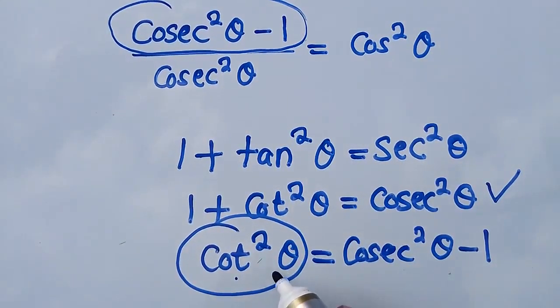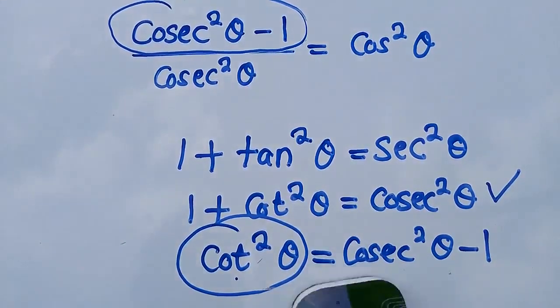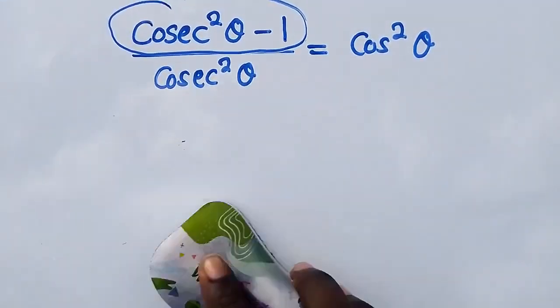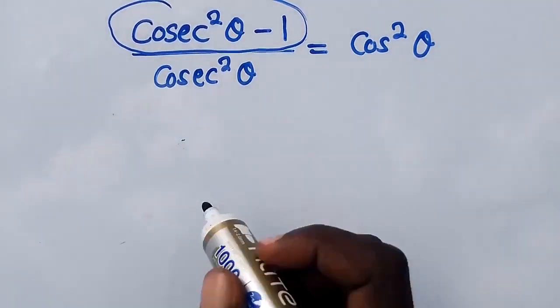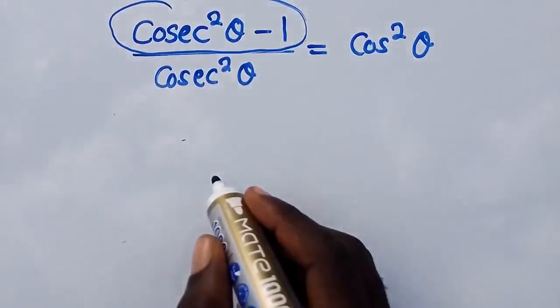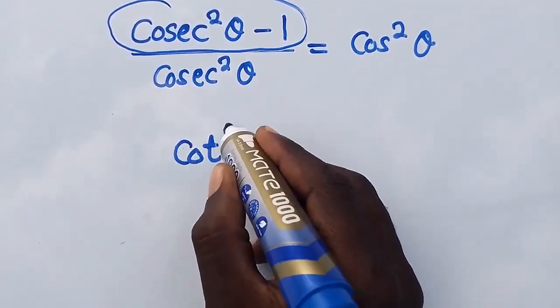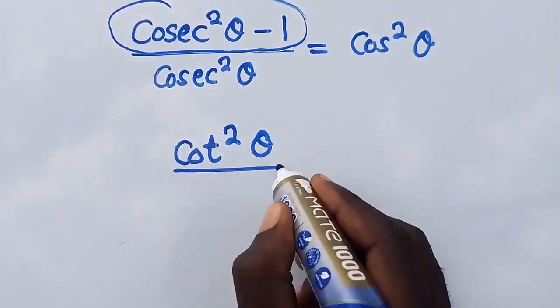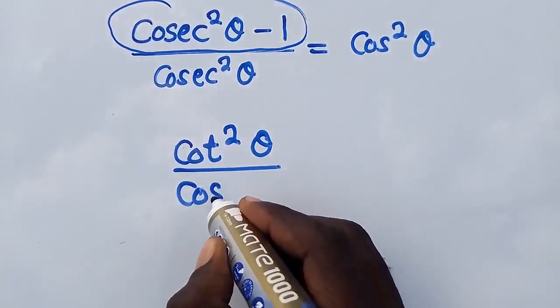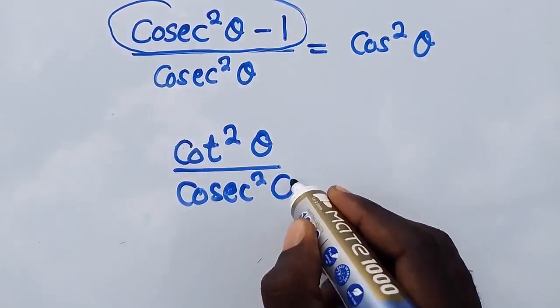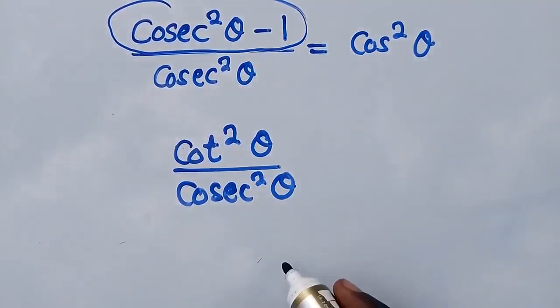This is what we are going to do. We are proving these identities. I'm going to say on top, this is just the same as cot squared theta over cosec squared theta. I've got something like this.